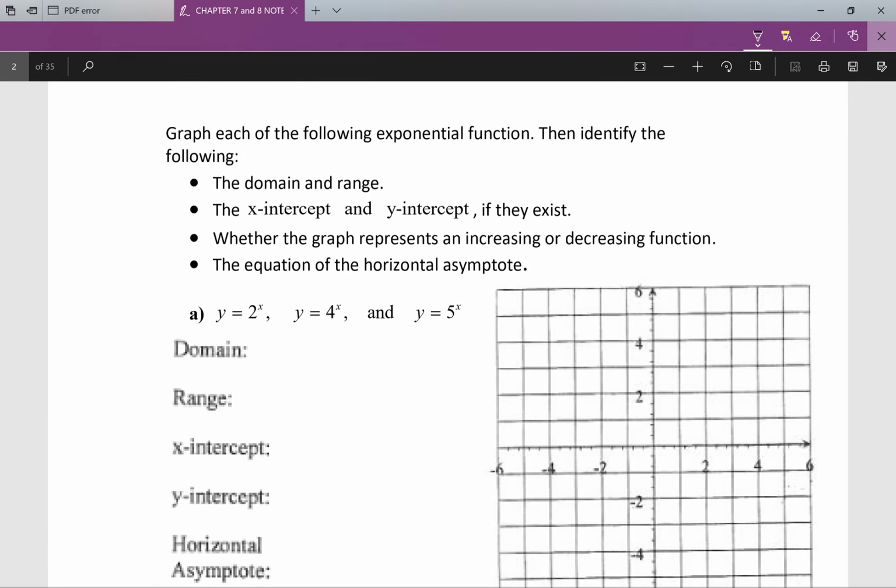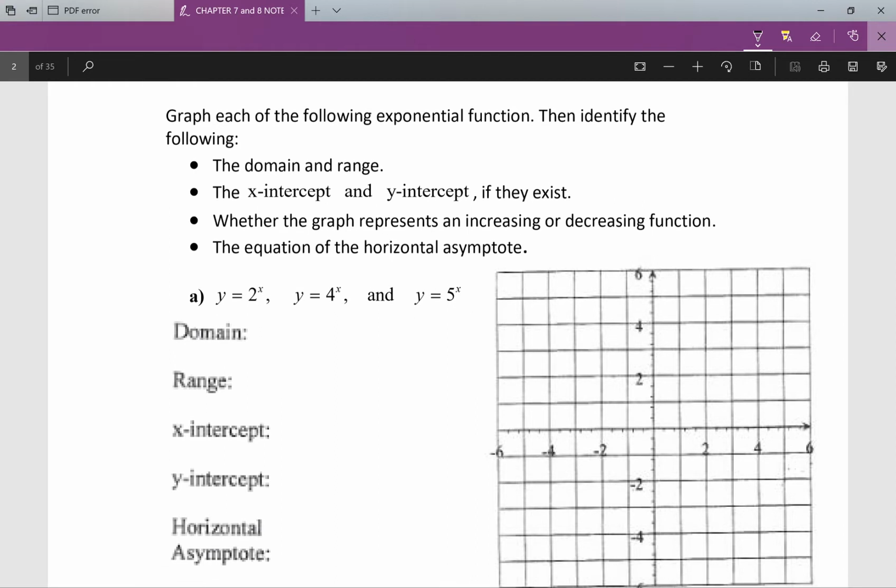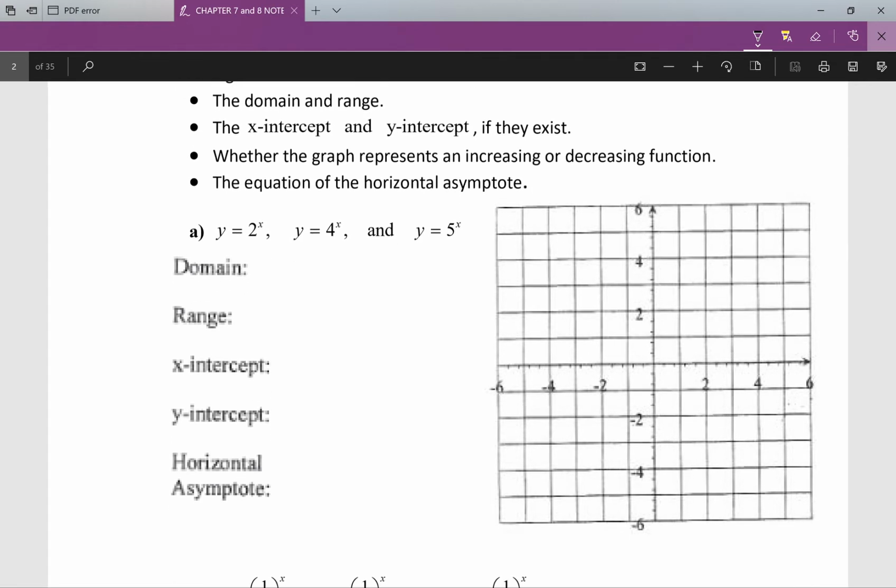So graph each of the following exponential functions, then identify the following: the domain and range, the x and y intercept if they exist, whether the graph represents an increasing or a decreasing function, and the equation of the horizontal asymptote. Now you'll see we have y equals 2 to the power x, y equals 4 to the power x, and y equals 5 to the power x. If you guys want, take these and plot them on your graphing calculator right now and take a gander at how they're going to look.